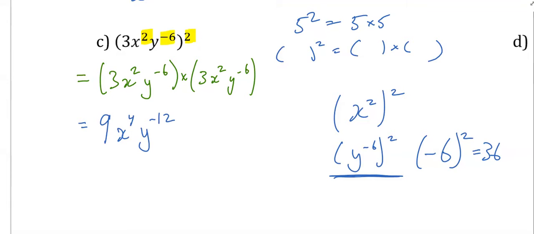So what do you think this one's going to look like? It's not 1 over everything. 9x to the 4 over y to the 12. Very good, exactly. So see how this part, no negative exponent, stays on top. This part, negative exponent, goes to the bottom. That's important that people know that and see that and understand. Okay, let's try another one.